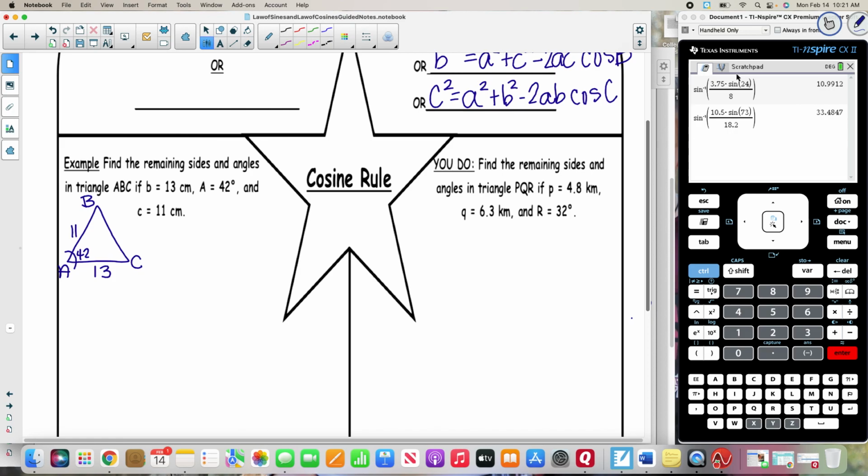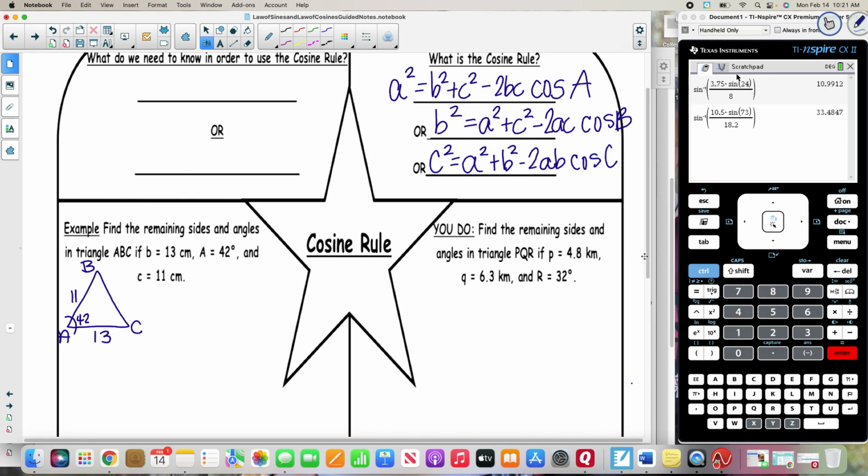Do I have an angle measure and the side across from it? No, so we have to use law of cosines. Looking at what we're given, we have little b, little c, and big A. Which version of the law of cosines should we use? The first one, because we've got only one angle measure, which is A. So we have to use the one that says cosine A.